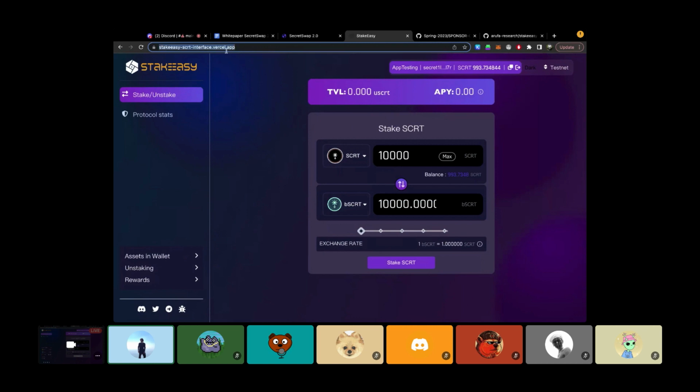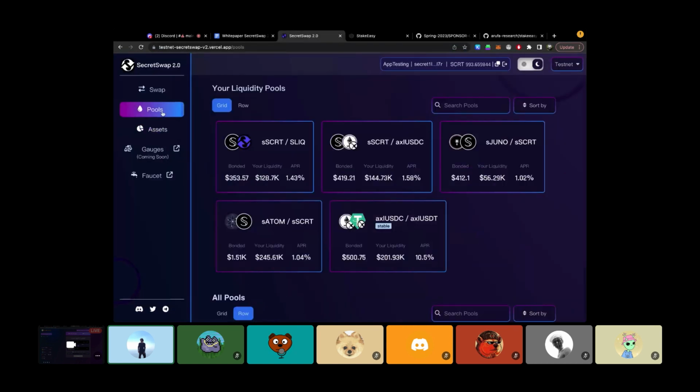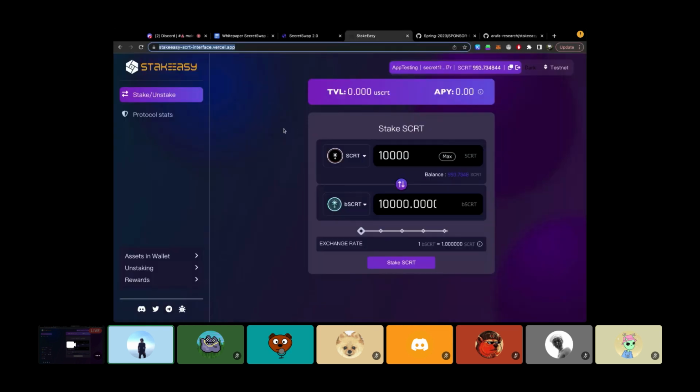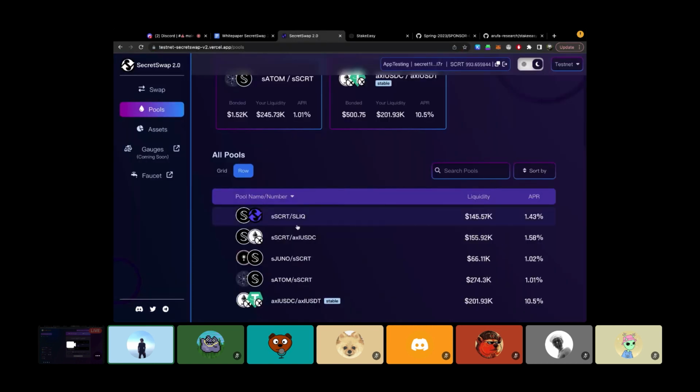With this interface, I think tomorrow we'll list more pools here where we'll have bSCRT pools. We'll have bSCRT-ATOM, bSCRT-USDC, bSCRT-SLICK, and a couple of others. What you can do right now is stake your SCRT, get some bSCRT from this interface, take it over to here, and deposit that into a pool, and you'll get some staking rewards. You will also get whatever pool incentives are being provided for that particular pool.